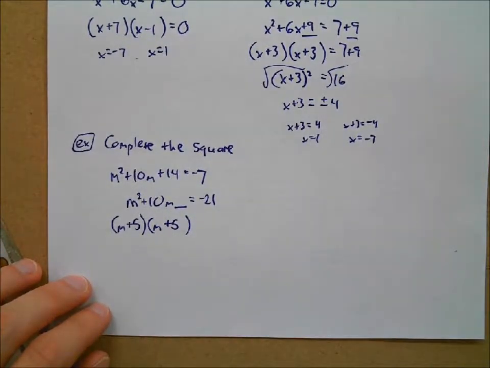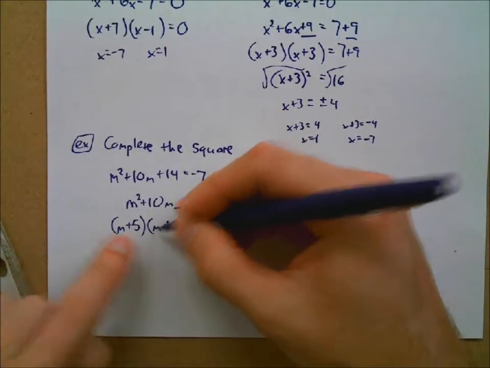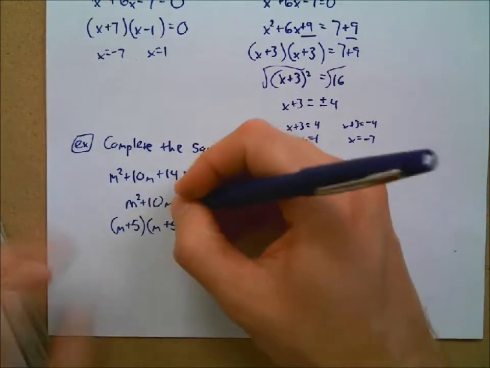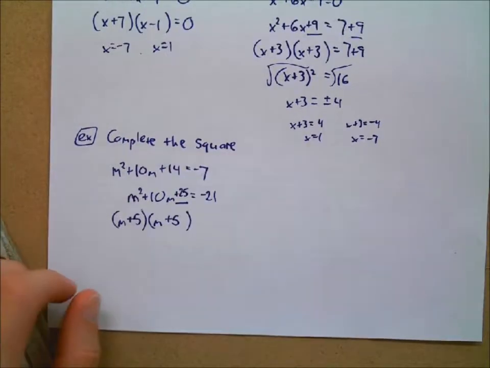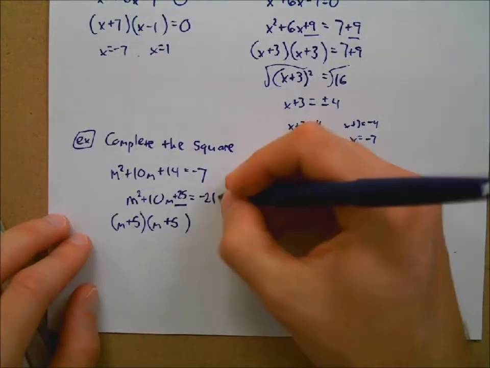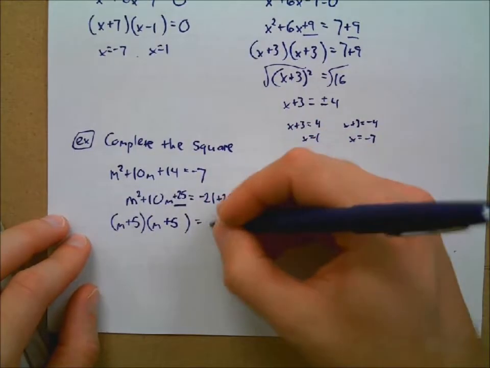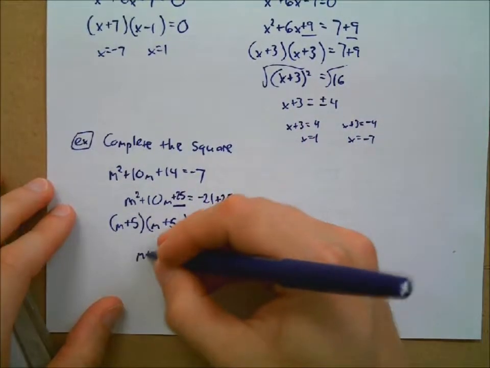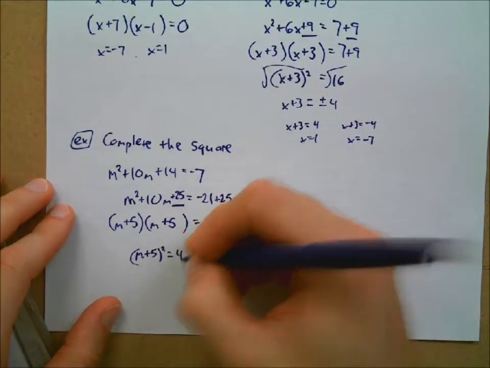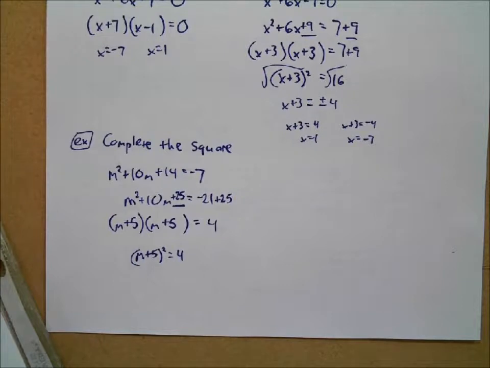Okay, so m times m, m squared, 5m plus 5m is 10m, and then the last term, there's that plus 25. That's something you correctly identified there. Exactly right. So we're going to have to add 25 to this side. Okay, and so you get 4. And so m plus 5 squared is 4. Okay, questions on any of that? All good?